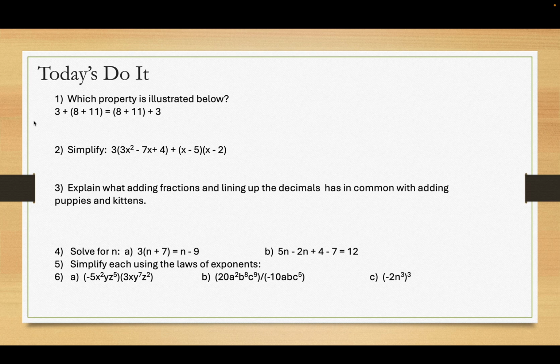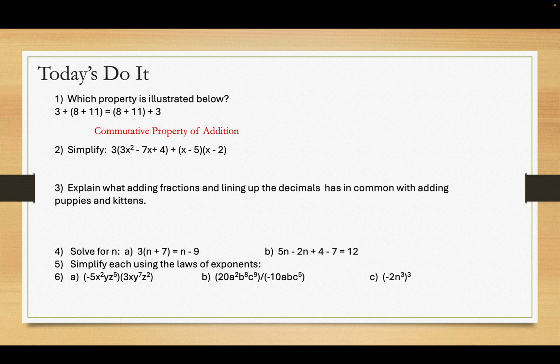Okay, so which properties are illustrated below? What I notice here, this is a tricky one. In the parentheses, they both say 8 plus 11. And what's really changed here is the 3 went from the beginning to the end. So what's happened is you've switched the order. That's the commutative property of addition.